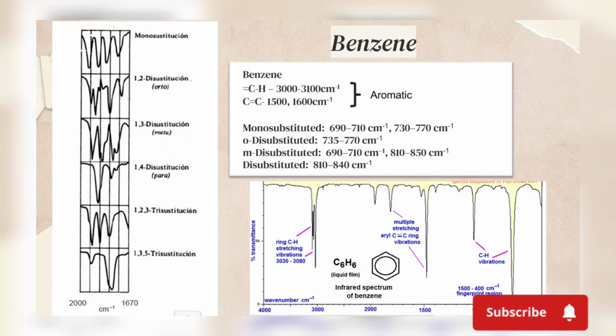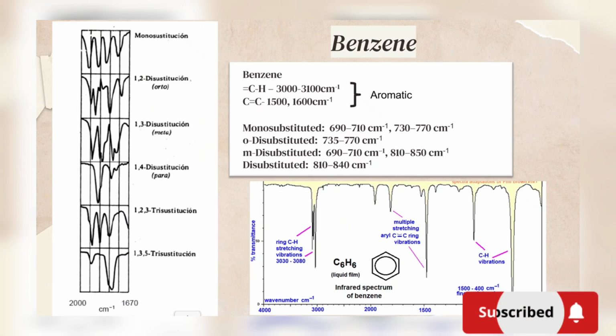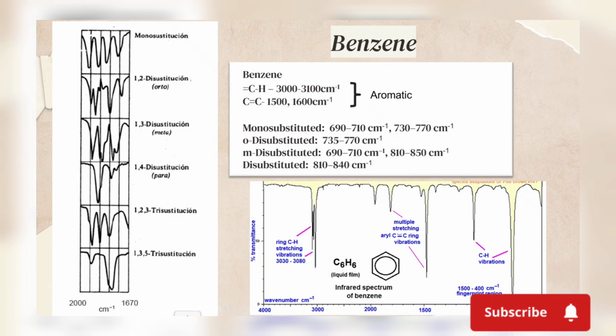For benzene, C-H stretching, 3000 to 3100 per centimeter. C double bond C stretching, 1500 and 1600 per centimeter. These are the signature peaks for the aromatic ring. For monosubstituted benzene, peaks at 690 to 710 per centimeter and 730 to 770 per centimeter. Perfect for spotting a single group attached to benzene.